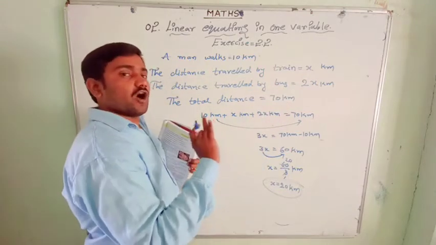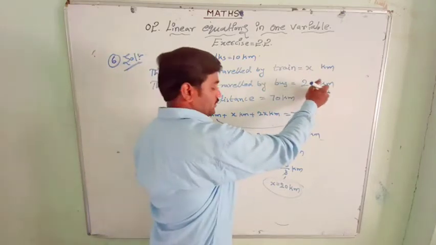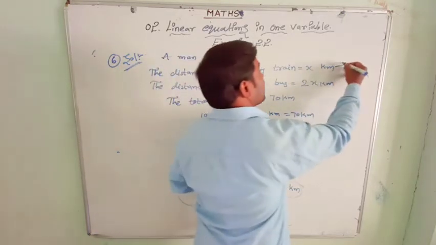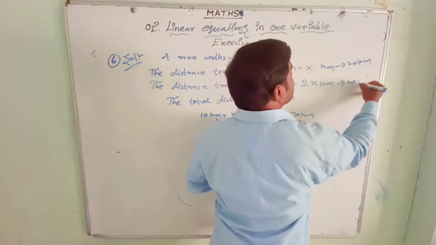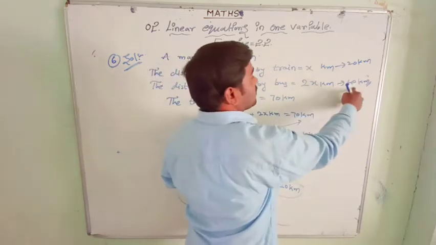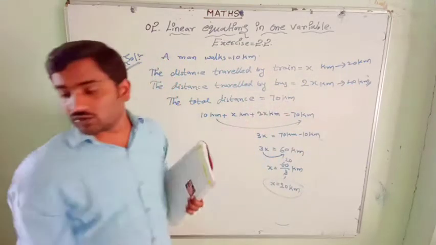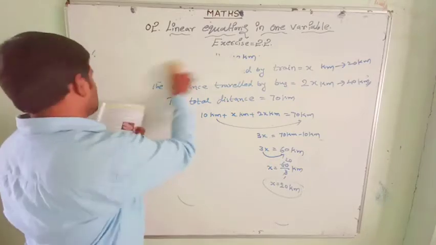He did not ask how much distance he traveled by bus, but the 2 into 10, so 2 into 20 is 40. So he traveled by train 20 kilometers, and then he will travel by bus 40 kilometers. 10 plus 20, 30, 30 plus 40, 70. The whole journey is 70 kilometers. Is it balanced? Yes.